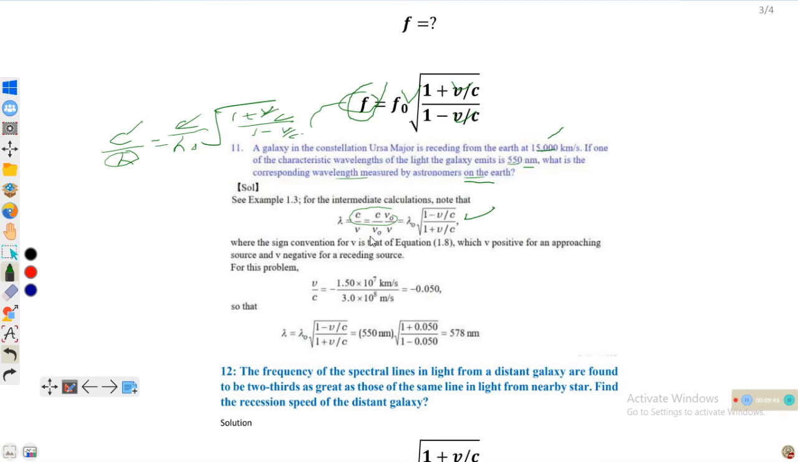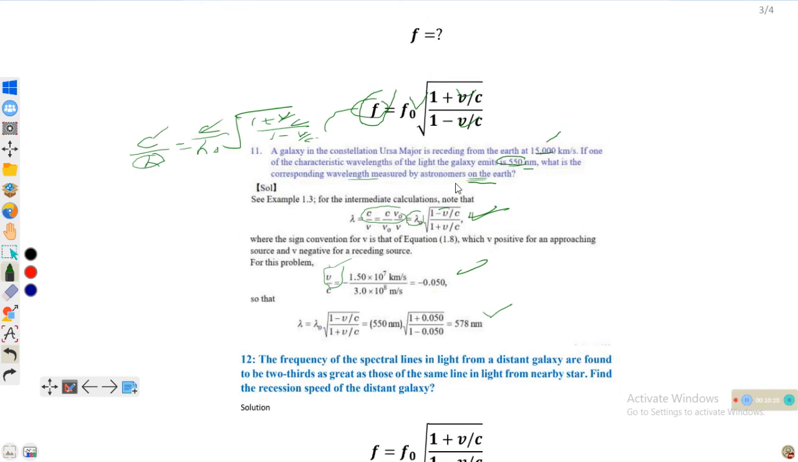Again, we are given lambda naught, which is this, and we are given the speed V, so we can find V over C, which will be equal to minus 0.050. If we plug these values into this expression, it gives the observed wavelength, which is 578 nanometers. This wavelength will be observed from the rest frame, which is the Earth.